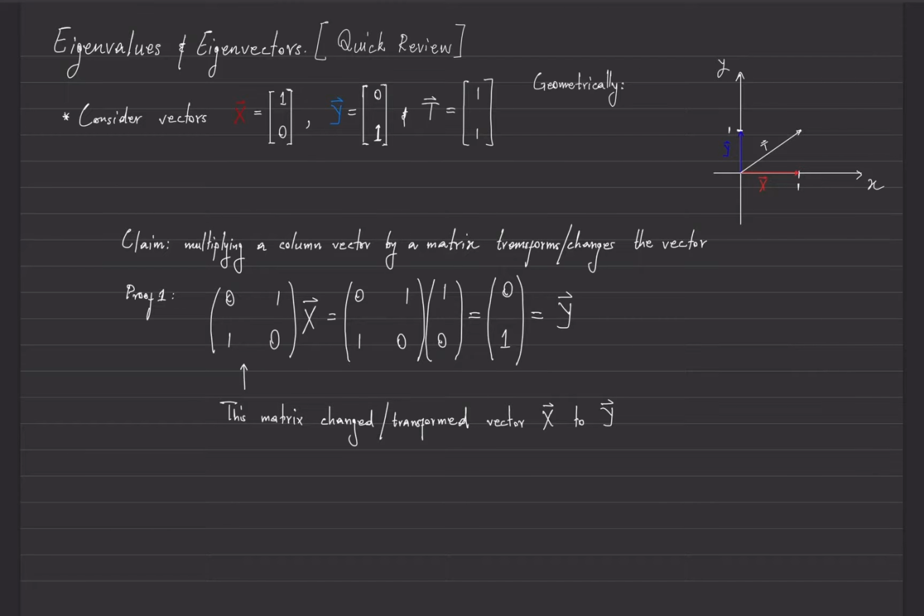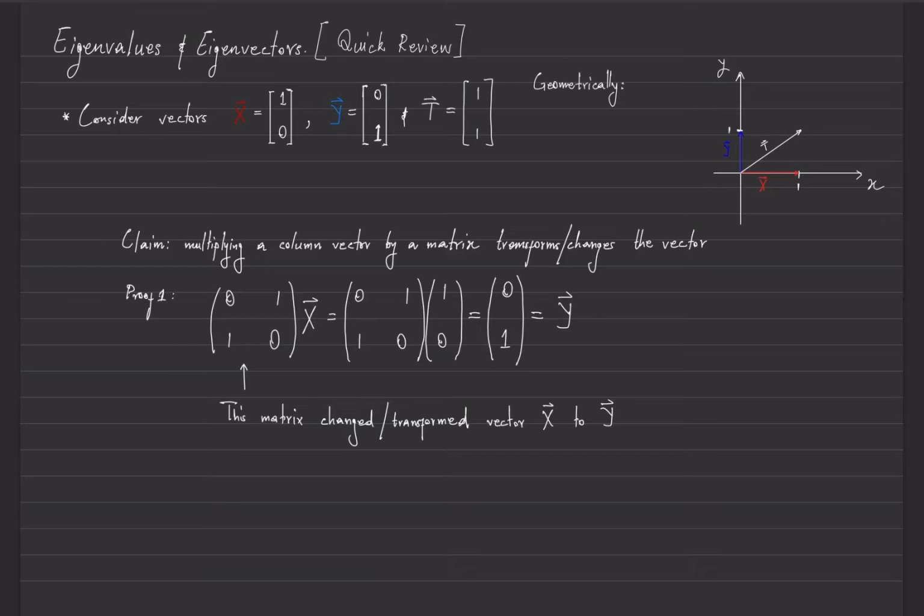So notice, we took a column vector x, we multiplied by some matrix, and look at what we end up with. It's something that's different from x bar. I hope this convinces you that anytime we multiply a column vector by a matrix, effectively that column vector gets transformed. In summary, this matrix changed or transformed vector x to vector y.